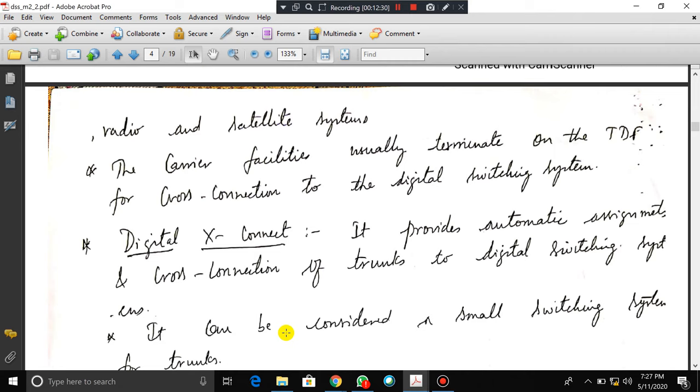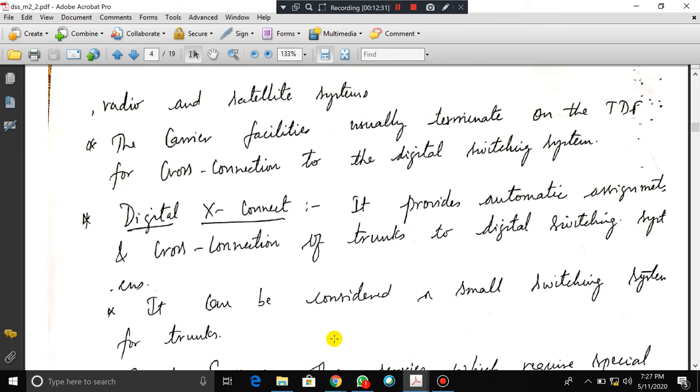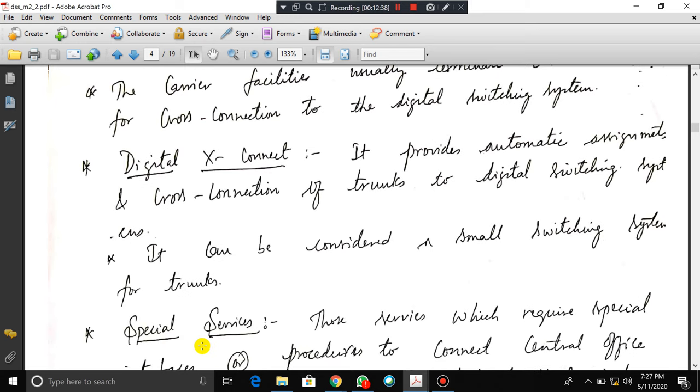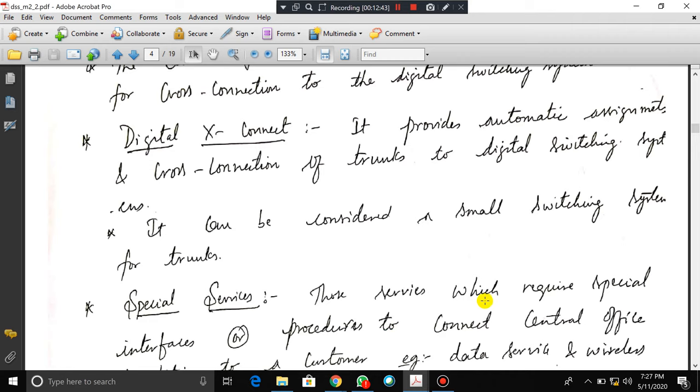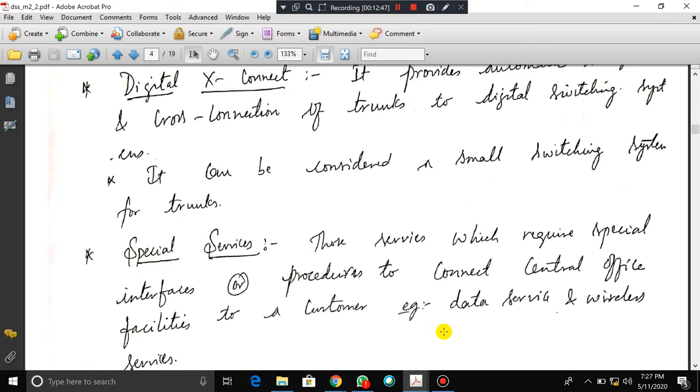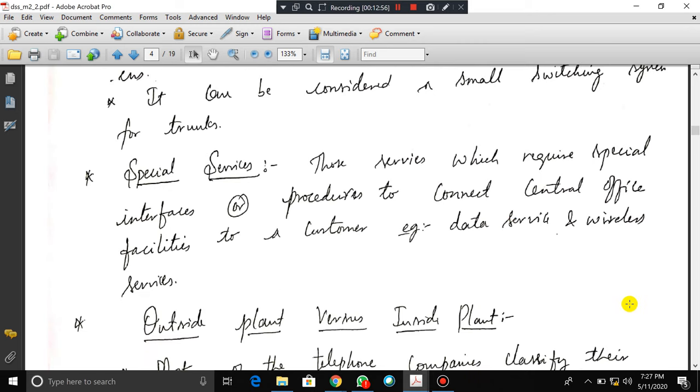It can be considered as a small switching system for trunks and special services. These are services which require a special interface or procedures to connect the central office facility to the customer. For example, data service, that is internet service, or wireless service, that means a Wi-Fi modem. These are categorized as special services.